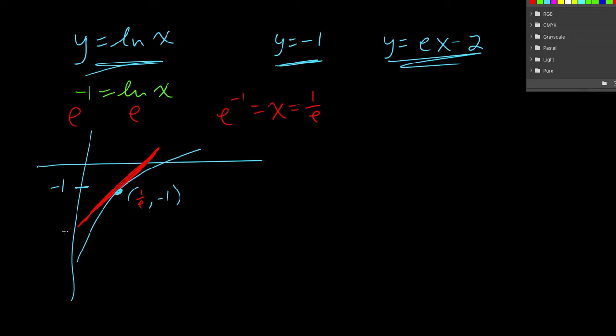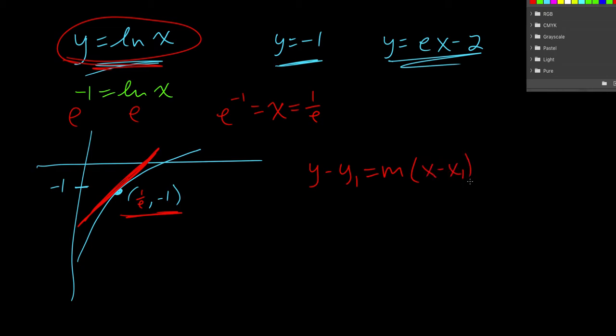Now, what we can do after that is take the derivative to find our slope, because we have a point that it passes through, and then we just need the slope. So we're thinking of this thing again, y minus y1 equals m times x minus x1. Once again, this is our x1, this is our y1. We just need our slope, so we take the derivative. So y prime equals 1 over x, if you remember that the derivative of natural log of x is 1 over x.